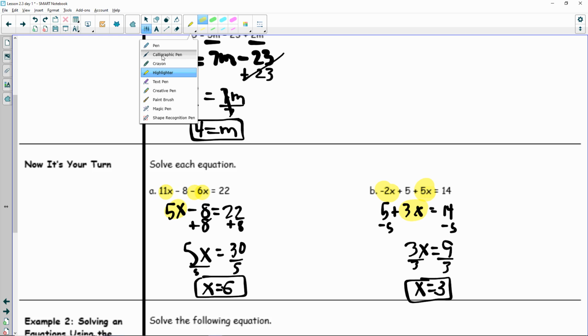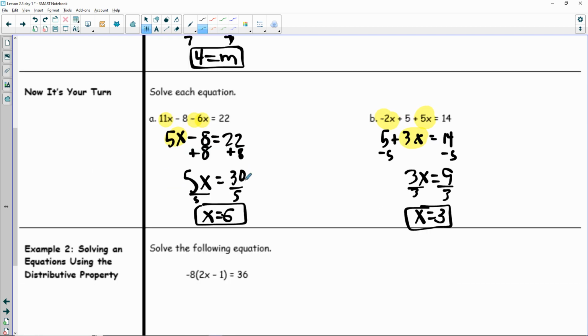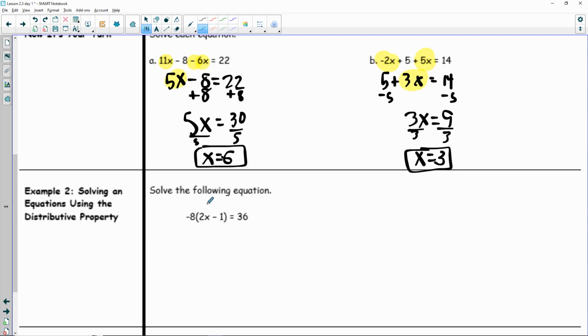Moving on to example 2. In example 2, there aren't any like terms, but there is an additional step of distributing the negative 8. So for this example, the additional step is to distribute negative 8 to the terms inside the parentheses. And you do that by multiplying. Negative 8 times 2x is negative 16x. And negative 8 times negative 1 is positive 8.